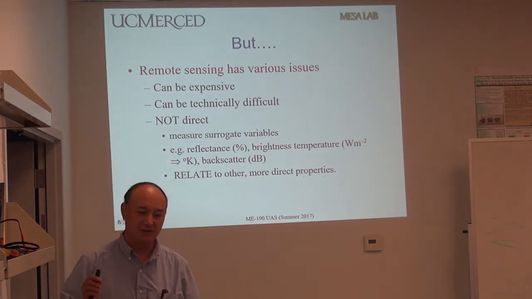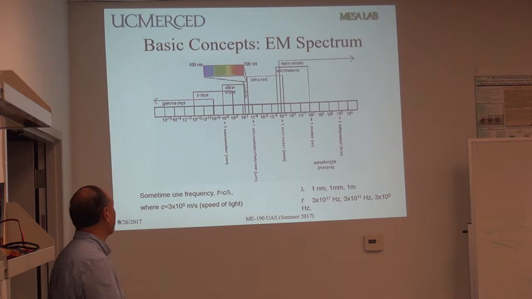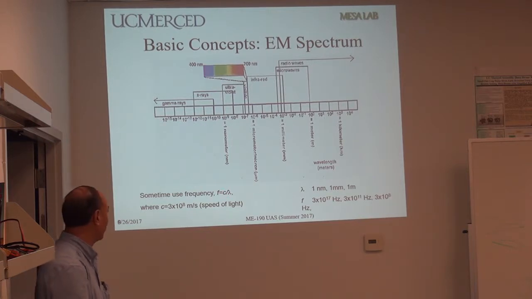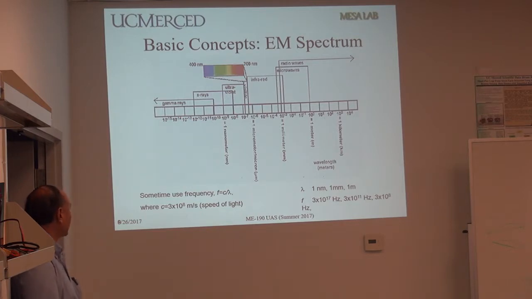To do that, we need to go back to the basics and understand the fundamentals of physics. The basic concept is to understand the electromagnetic spectrum, the EM spectrum. I'm not sure you can see it very clearly. This axis is wavelength, lambda. It can also be converted to frequency: f equals c, the speed of light, divided by lambda, where f is frequency and lambda is the wavelength. So you have probably heard that the unit is meter.